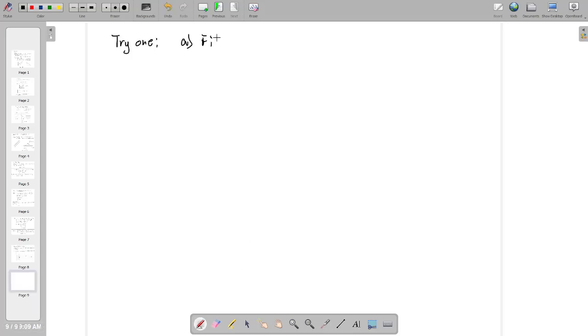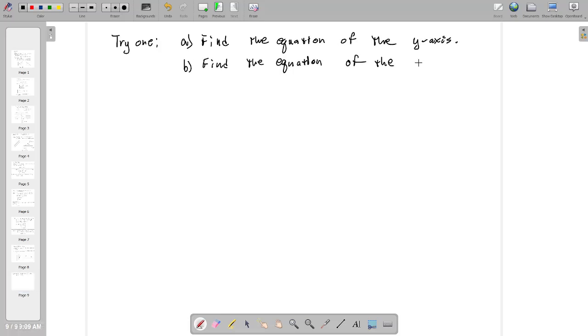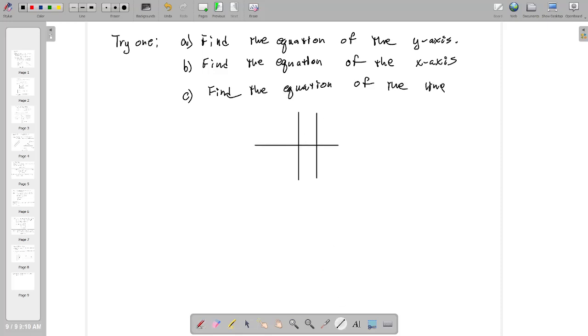Try one. Find the equation of the y-axis. Find the equation of the x-axis. Find the equation of the line given here.